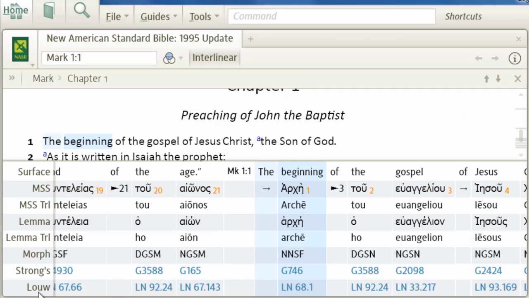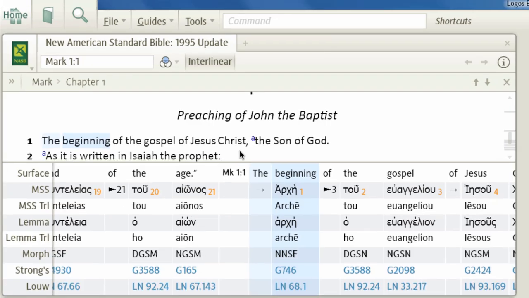This line here, called Lou-Nida, and these numbers here refer to the numbering system created by Johannes Louw and Eugene Nida, who authored the Greek-English lexicon based on semantic domains. I'll explain what these numbers are and how they work in another video.